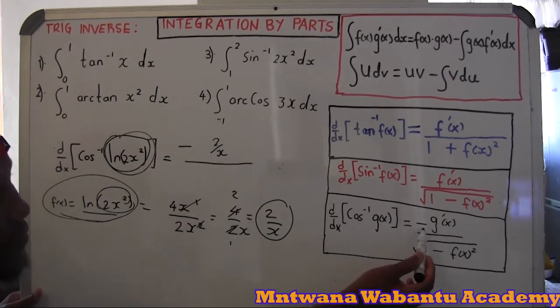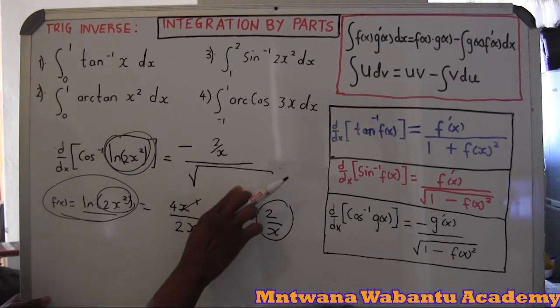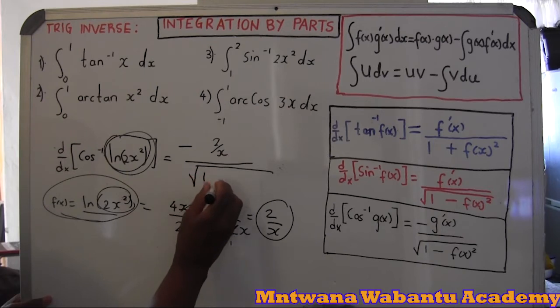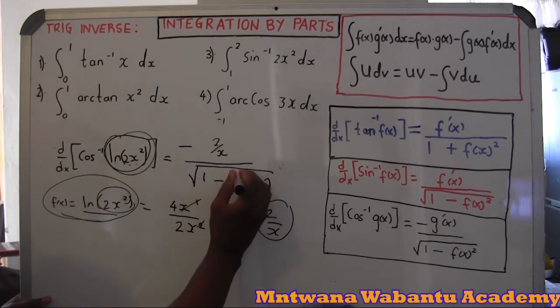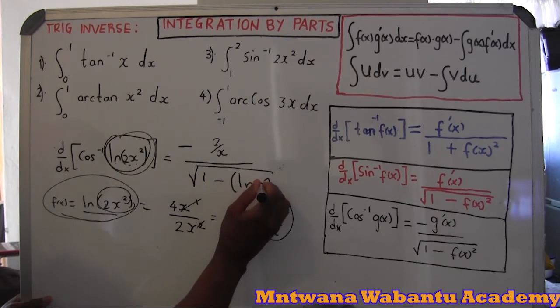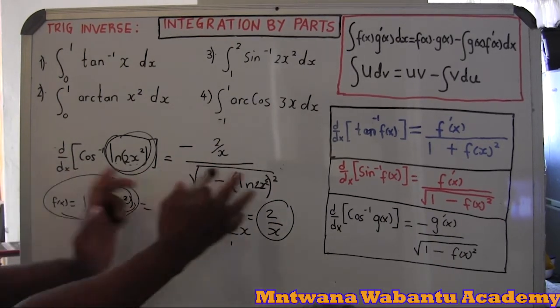That's the formula, and then you put a square root, and then you say 1 minus the square of your function. What is the function? ln 2x squared. So ln 2x, and then this squared, and then you have to square also outside. You can leave it the way it is.